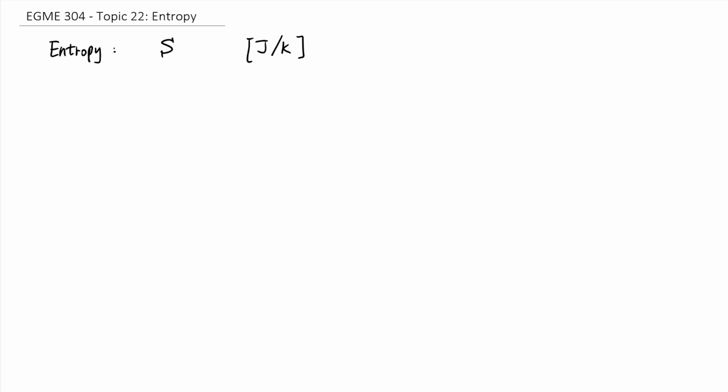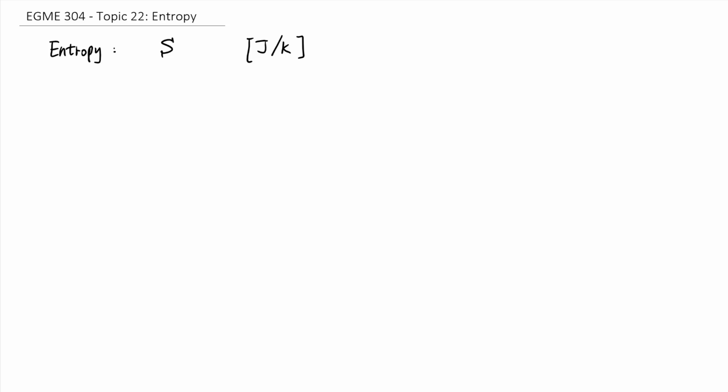What do we use entropy for? We use entropy to tell us the direction of a process. For example, getting older is a direction. Heat transfer happening from high temperature to low temperature is also a direction. Everything in this world has a direction. And to find out what the direction is, we calculate entropy.